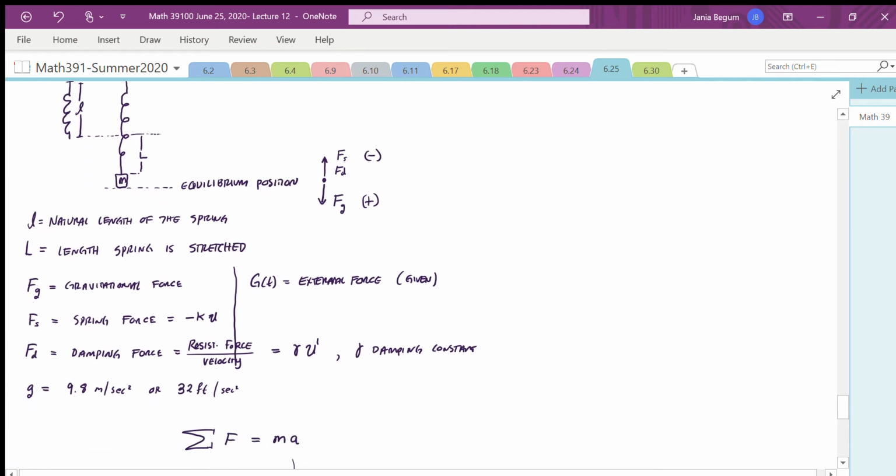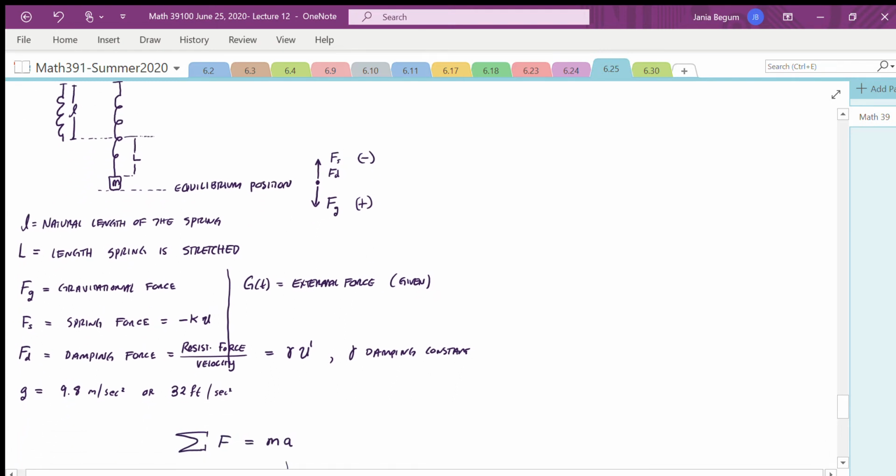And then we start noticing that if that's the system we're working with, we have a gravitational force that's working on it. We have a spring force that's working on the system. And sometimes we might add a damping force to it. And so we have Fg, Fs, and Fd. And we might also add an external force to it. So that's G of t.